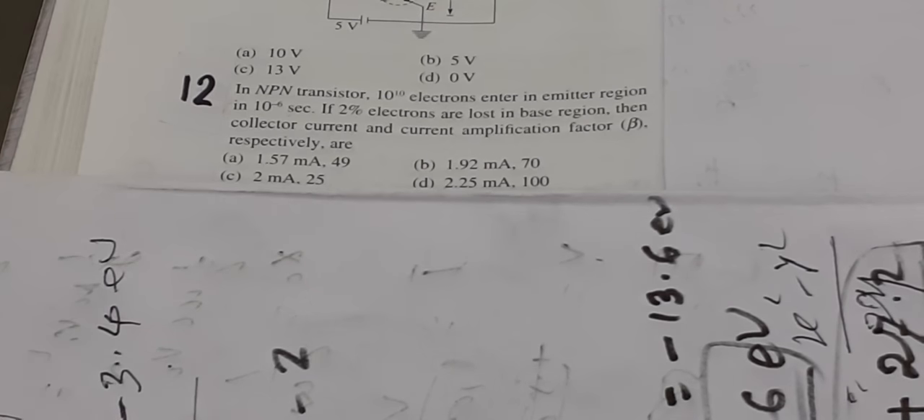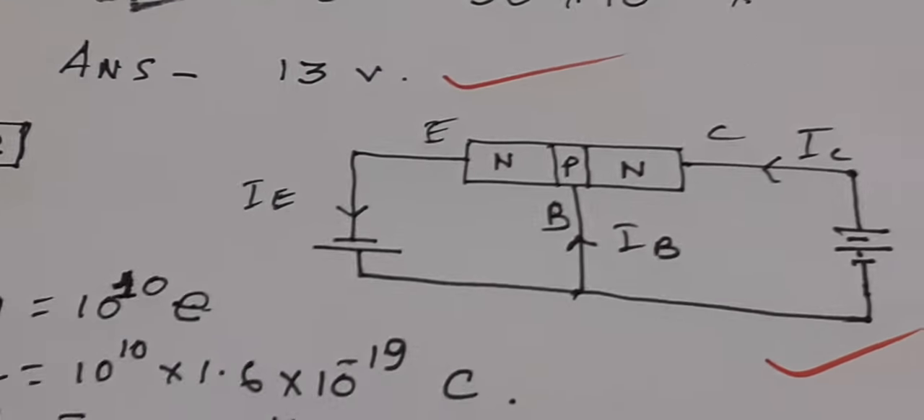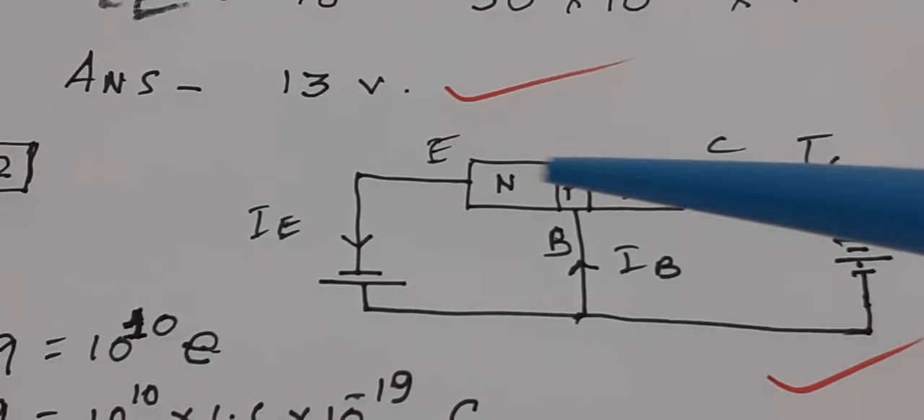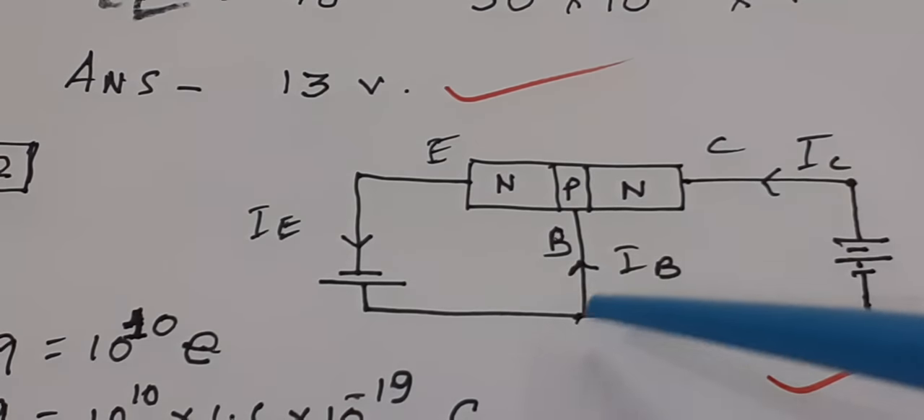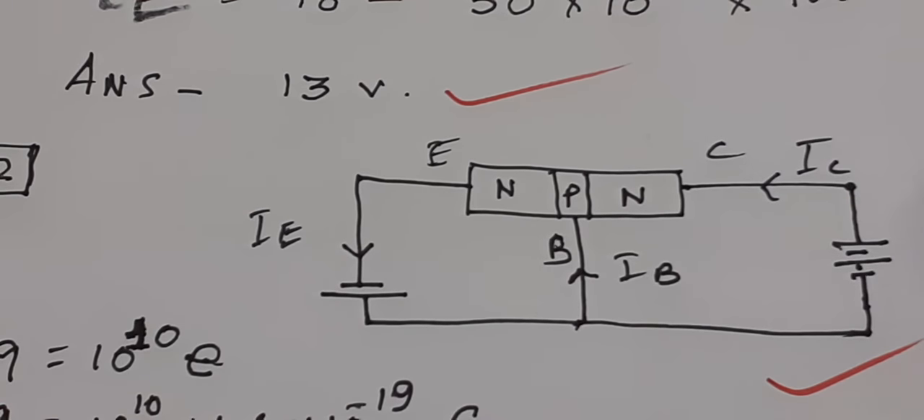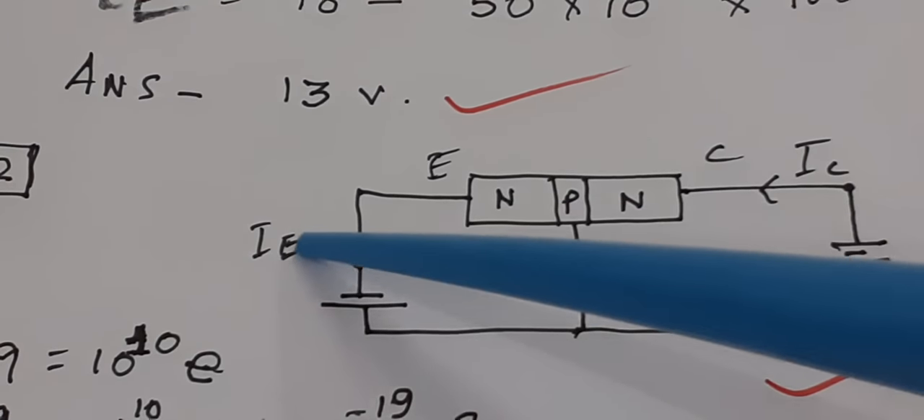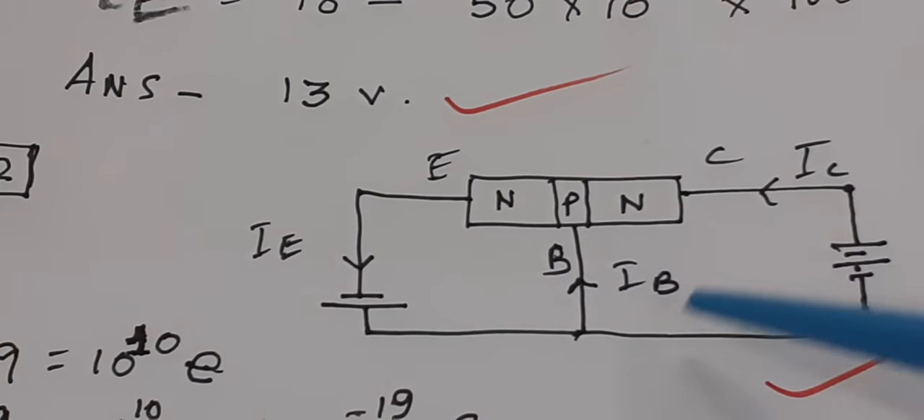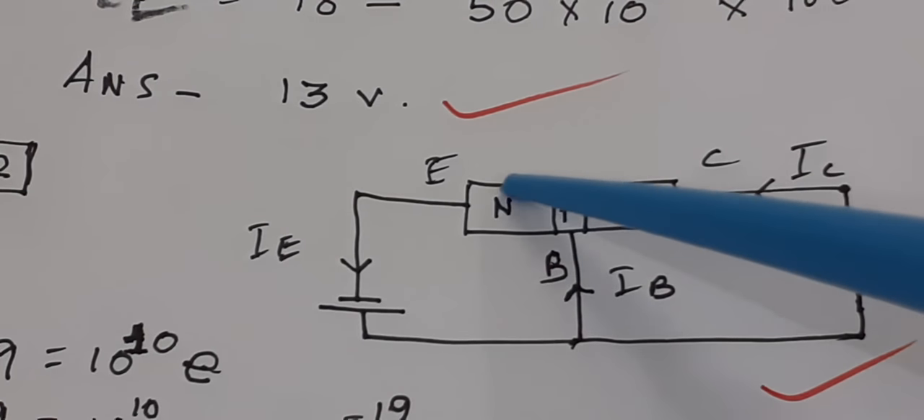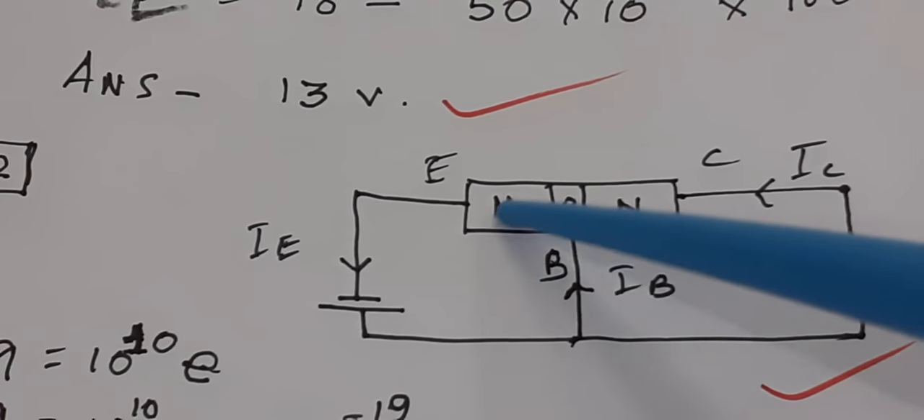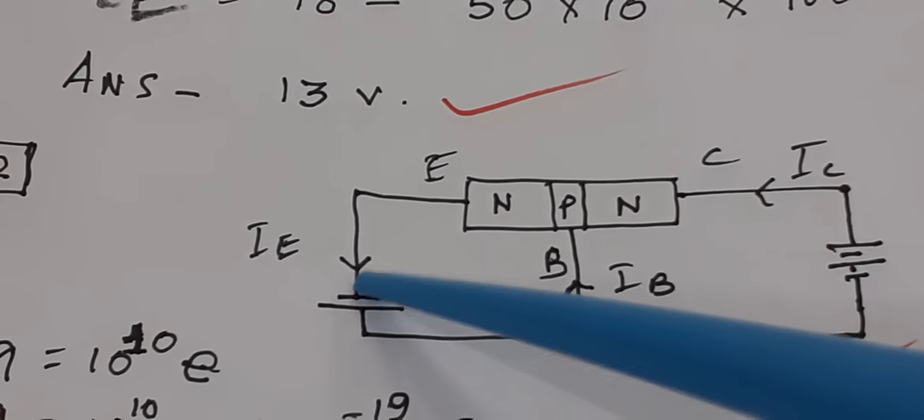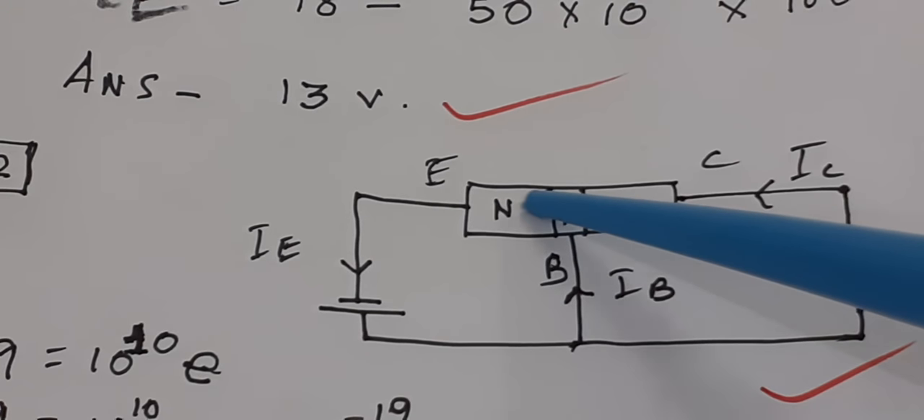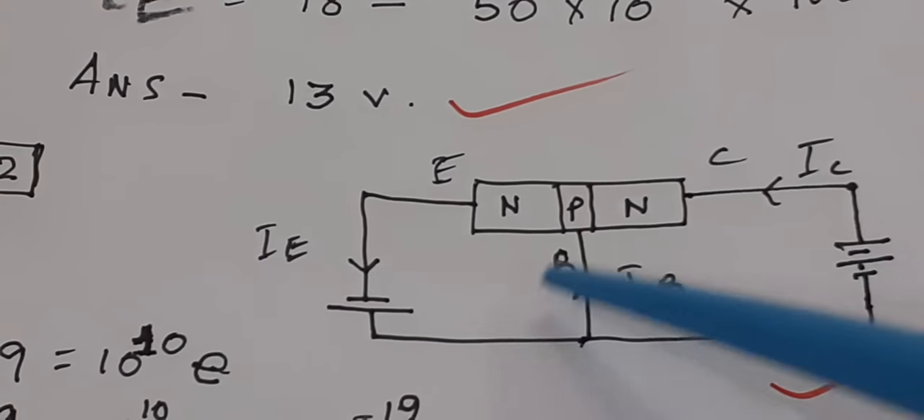Now for this particular job, you can draw a diagram like this, an NPN transistor. The left side is forward bias, the right side is reverse bias, that is the standard practice. IE will be this one, this is IB and this is IC. Also IE is always IB plus IC, that we know. Here electrons are dominating. Once this battery is connected, immediately the electrons will move to this side, and this is emitter, this is base, this is collector.